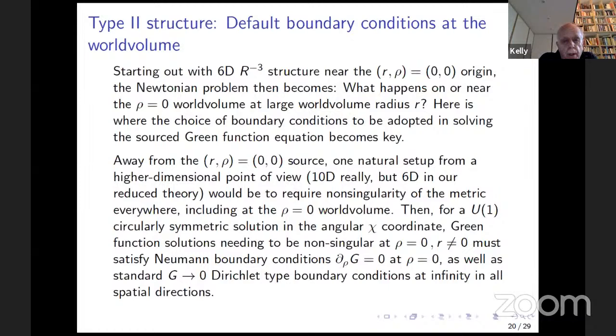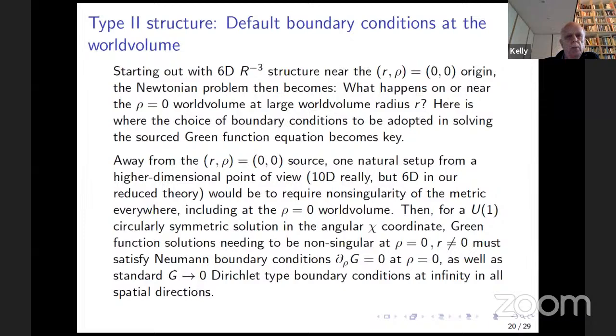Now, of course, since we are assuming angular symmetry in the chi coordinate, we need non-singularity at the rho equals zero surface, but little r different from zero, so away from the origin, but on the world volume. That corresponds to Neumann boundary conditions. So the rho derivative of the Green function has to vanish at rho equals zero, again, away from r equals zero. And as you go towards infinity, you should have standard Dirichlet type boundary conditions, with g tending to zero. Okay, so that's the mathematical problem.